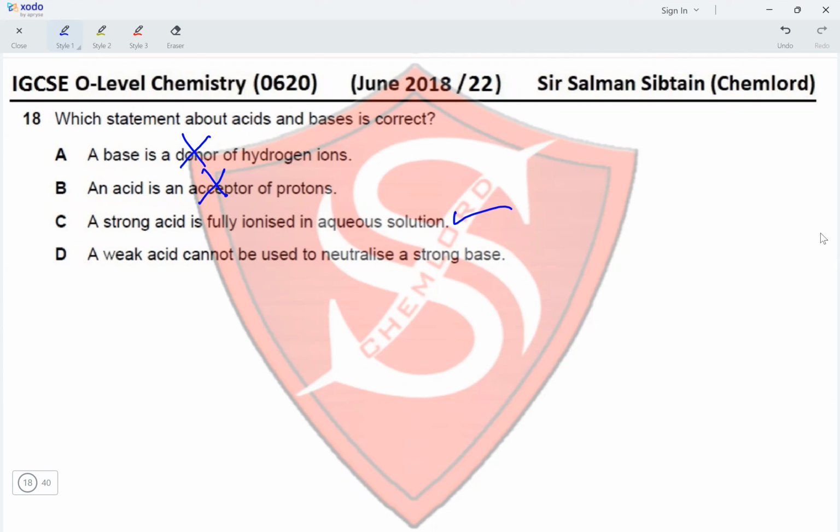A weak acid cannot be used to neutralize a strong base. Yes, it can. Only the quantity required would be greater if the concentration is less. So the correct option for this question is option C.